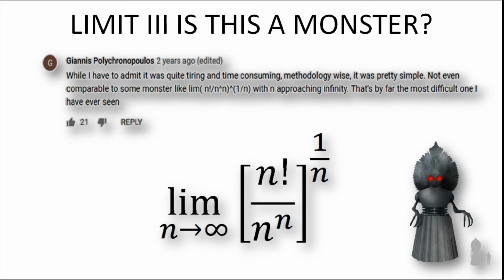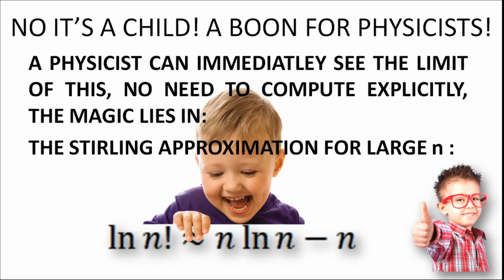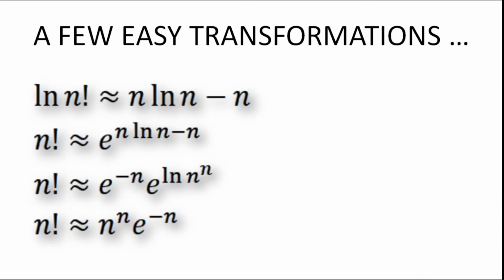E. So the reason is that all physicists are acquainted with Stirling approximation. It's just child's play for a physicist. A physicist can immediately see the limit of this, no need to compute explicitly. The magic lies in the Stirling approximation for large n. Stirling approximation gives you a functional expansion for n factorial. Natural logarithm of n factorial is approximately equal to n ln n minus n.